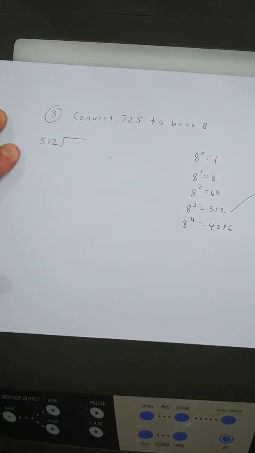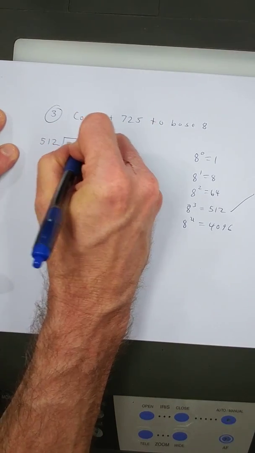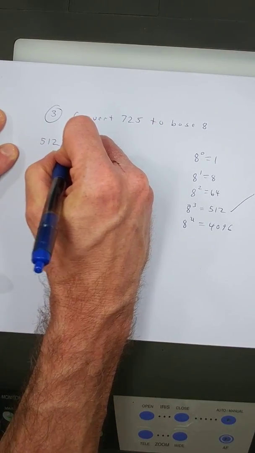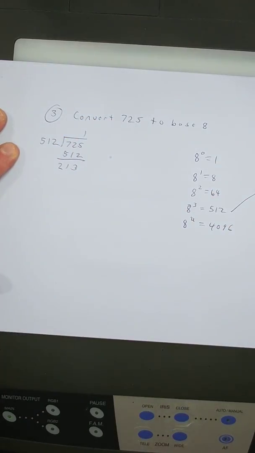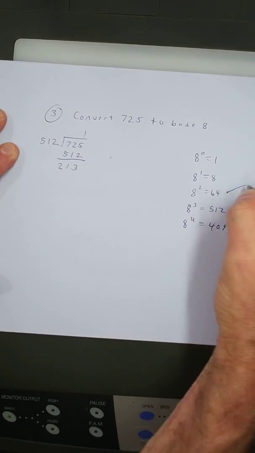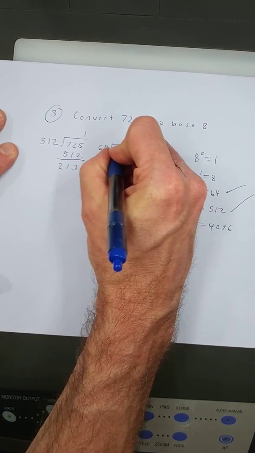So we'll take 512 into 725, which goes in one time. Your remainder is 213. Next, we'll divide that by 64.